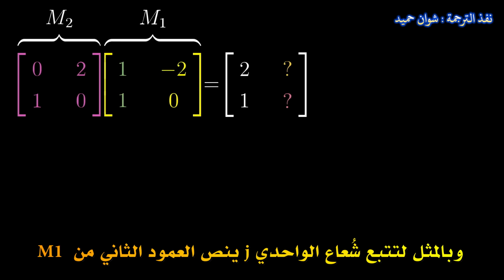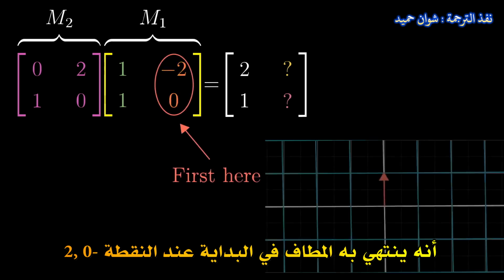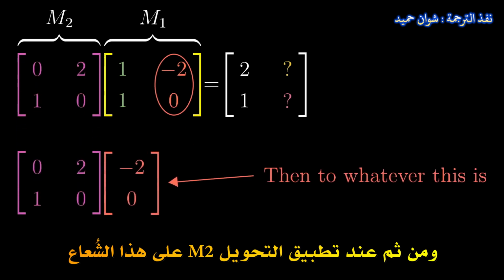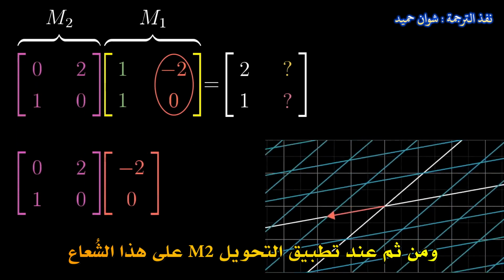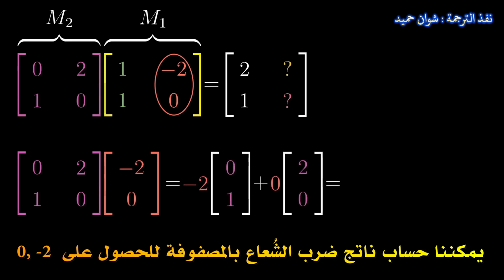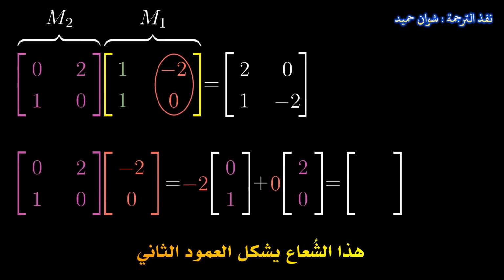Likewise, to follow j hat, the second column of M1 tells us that it first lands on -2, 0. Then, when we apply M2 to that vector, you can work out the matrix vector product to get 0, -2, which becomes the second column of our composition matrix.